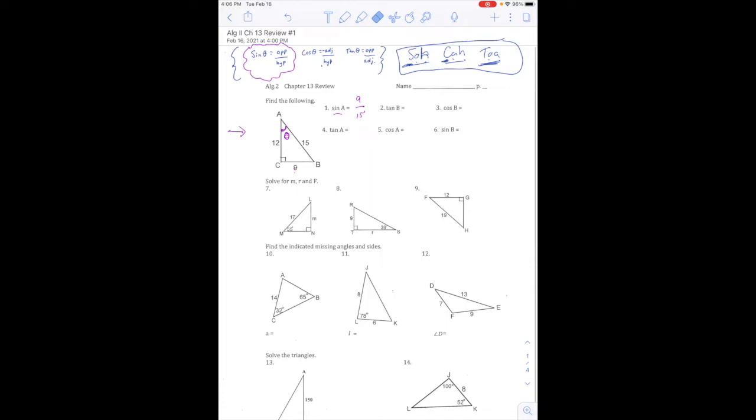Opposite is across from the angle, and adjacent is whatever side is right next door. All right? So that's all it is. It'll just be the opposite, 9 divided by 15. I don't know why I'm circling that. You don't need to circle that. Well, we'll just circle it.